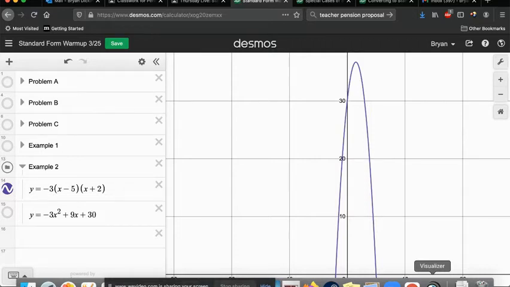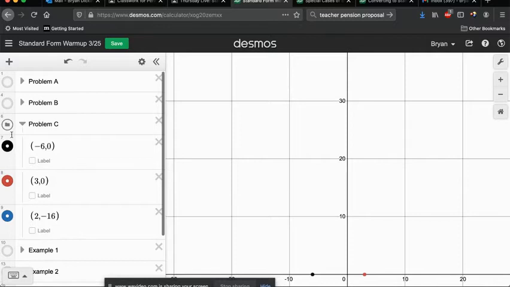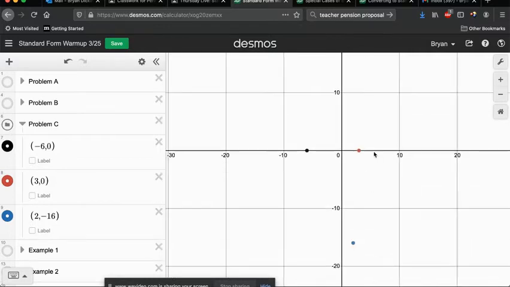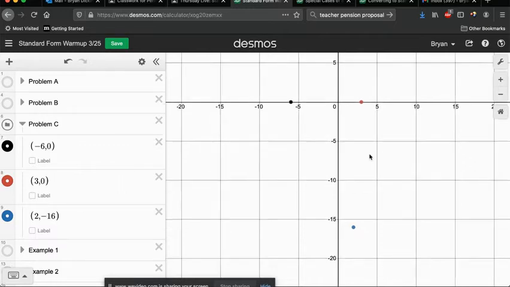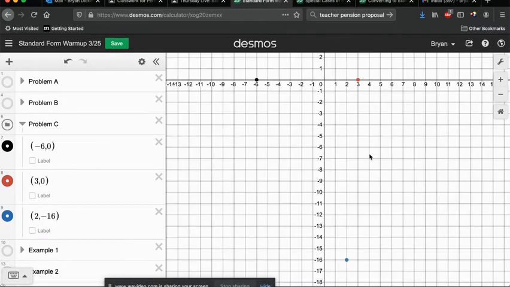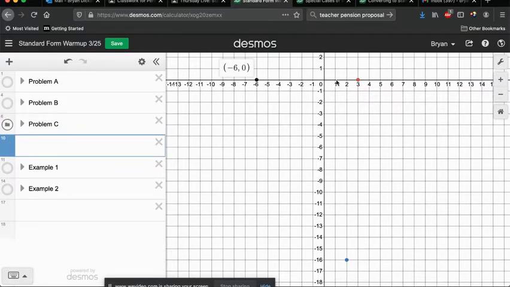So this brings up one last point I want to make. I'm going to bring up 3 points. And so here are my 3 points. What I want to do is create an equation in all 3 formats. So the first thing I hope you notice is that I have 2 x-intercepts, negative 6, 0 and 3, 0.